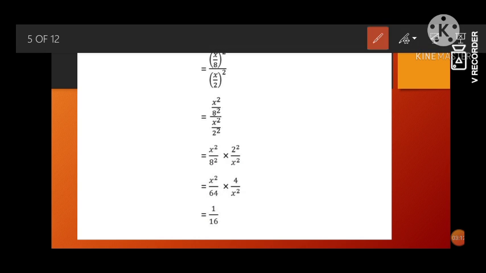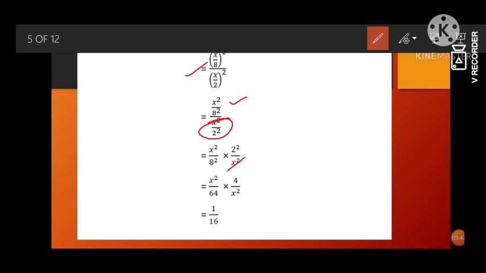So the radius of moon is x by 8 whole square. And radius of earth is x by 2, so x by 2 whole square. So we can write x square by 8 square by x square by 2 square. Now the denominator is again in fraction as well as the numerator. So we can write it in reciprocal form. So the numerator will be written as x square by 8 square into the denominator inverted, written as 2 square by x square.